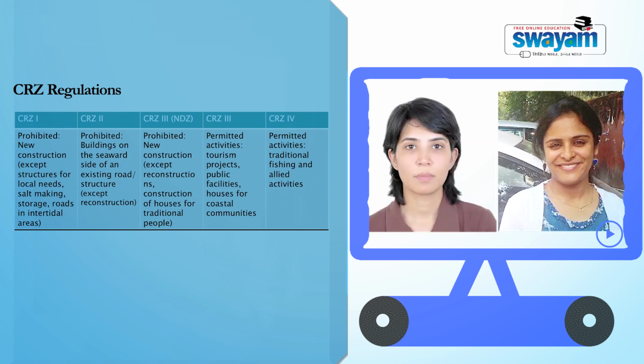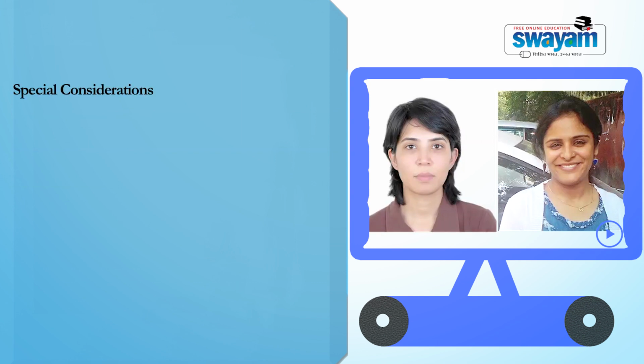In CRZ4 areas, activities related to traditional fishing are allowed. There are certain exceptions to these regulations as well. You can find those details in component 2, that is the e-text of this module. The notification gives special consideration to certain areas. Let us have a look at those now.